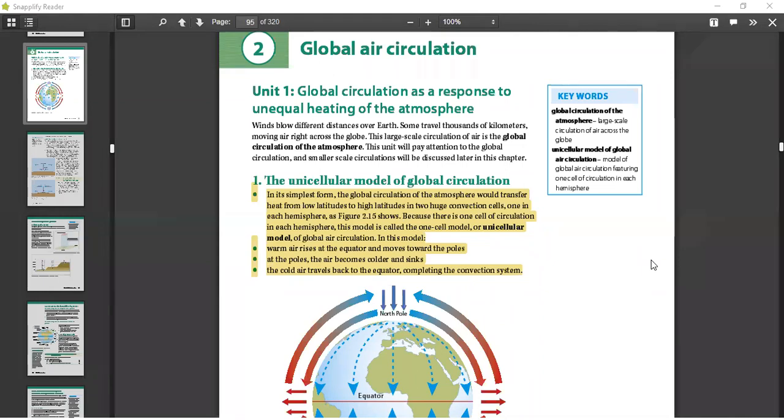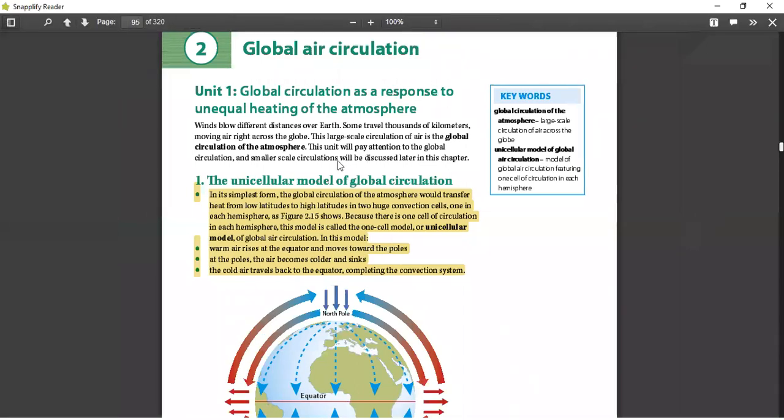Right, global air circulation. Global air circulation is a response to unequal heating of the atmosphere. So basically, what we're talking about here is how the air circulates around the globe, transferring heat from the north to the equator to the south.